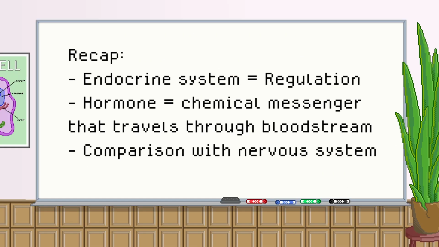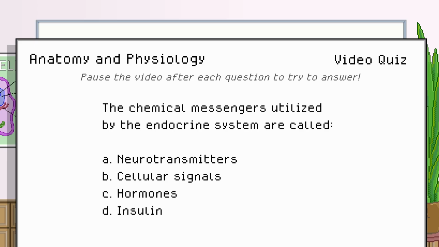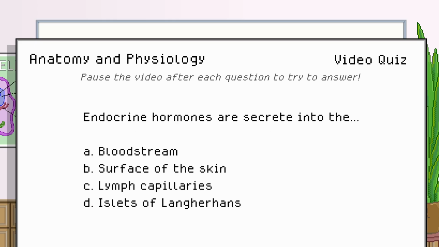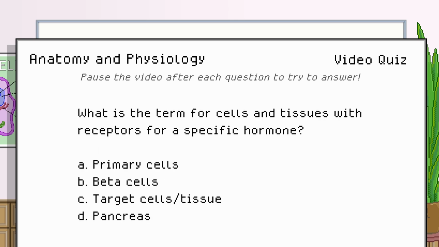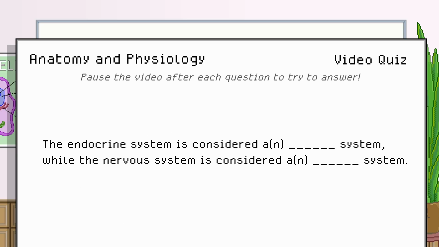Alright, we've discussed a broad overview of the endocrine system, what a hormone does, and some major differences between the nervous system and the endocrine system. Let's recap with a quick quiz. The chemical messengers utilized by the endocrine system are called hormones. Where are endocrine hormones secreted into? The bloodstream. What do we call the cells and tissues with receptors for a specific hormone? Target cells or target tissues. The endocrine system is considered what kind of system, while the nervous system is considered what kind of system? The endocrine system is indirect, while the nervous system is direct.